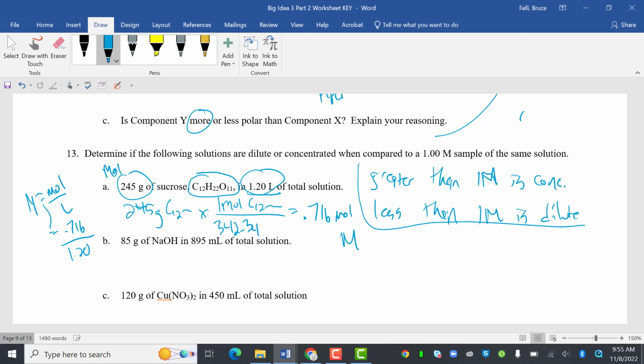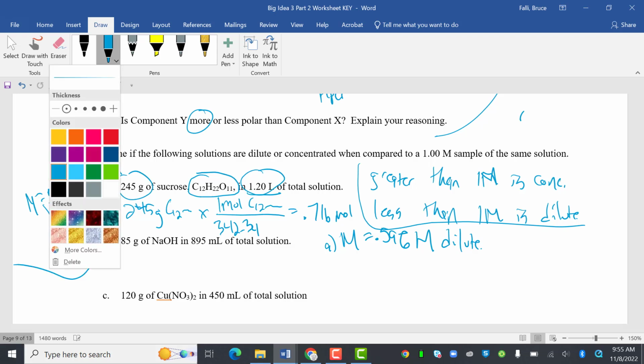So that means my molarity for A is 0.596 molar, which is dilute because it's less than 1. Next, 85 grams of NaOH in that solution.